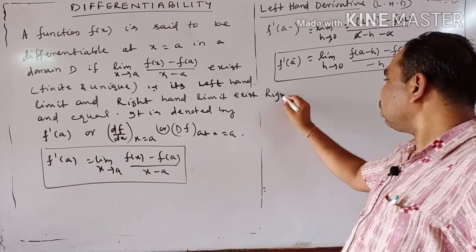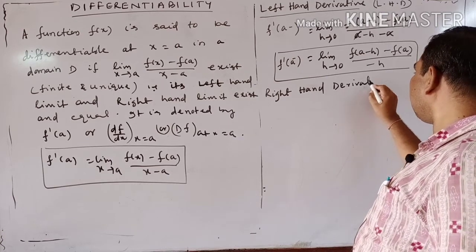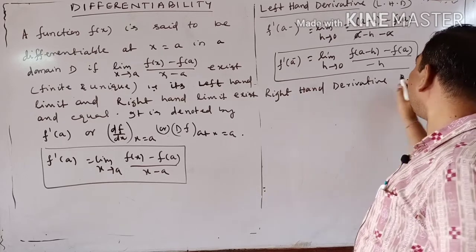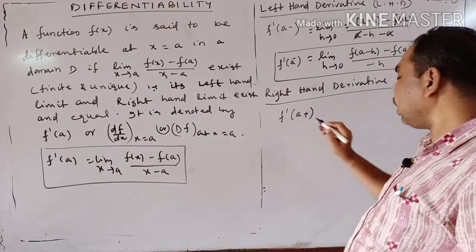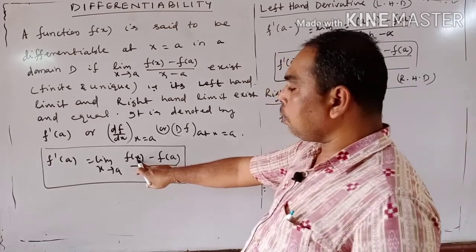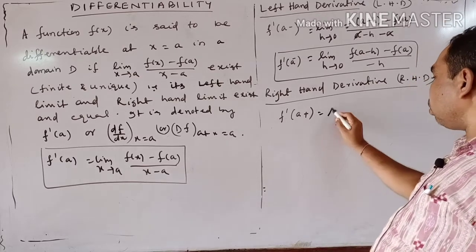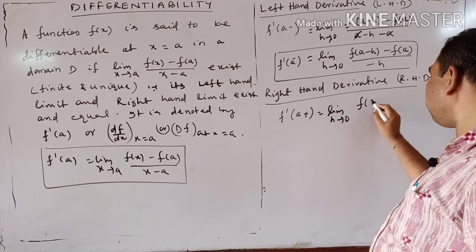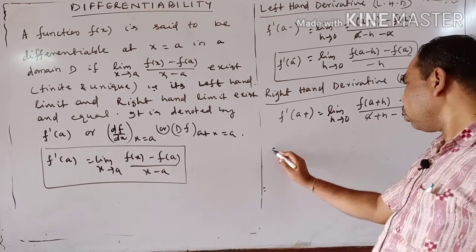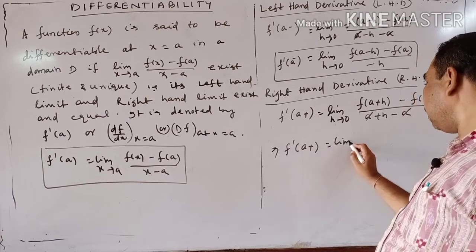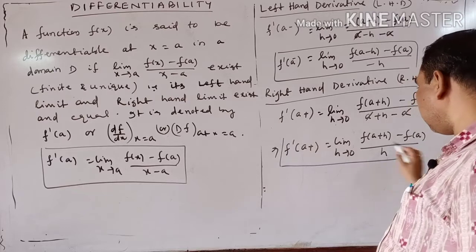Similarly, right hand derivative, RHD, is denoted by f dash a plus. f dash a plus means put x is equal to a plus h and replace limit x tends to a with h tends to 0. Limit h tends to 0, f of a plus h minus f of a divided by a plus h minus a. The a cancels, so f dash a plus is limit h tends to 0, f of a plus h minus f of a divided by plus h. This is called right hand derivative.